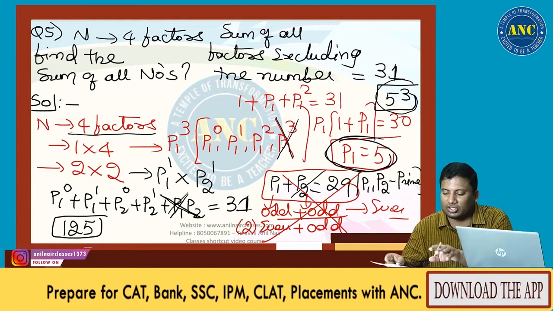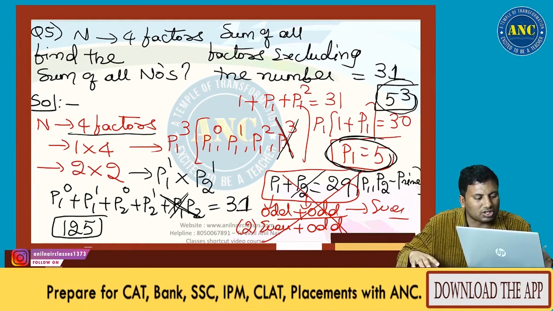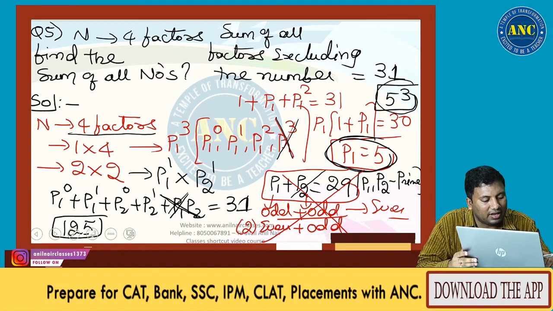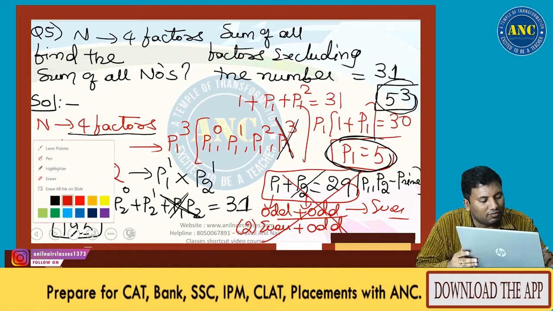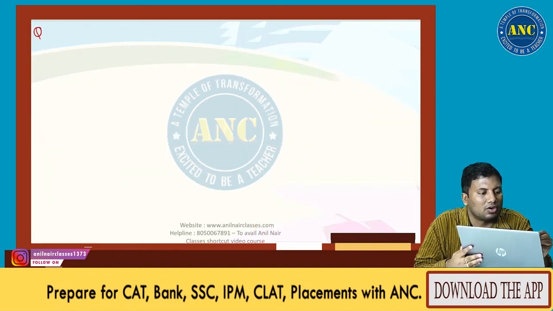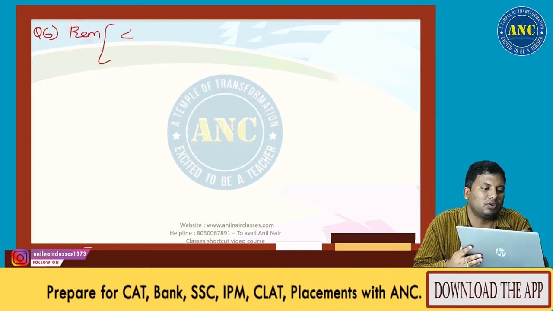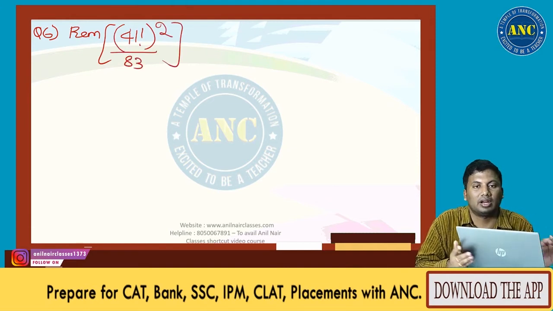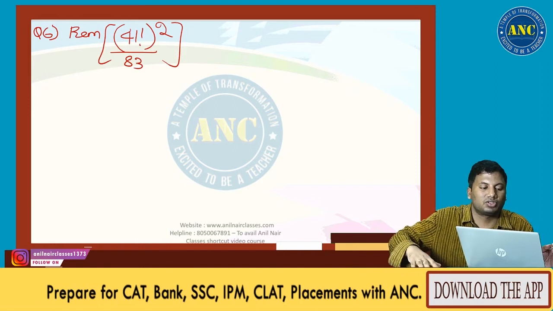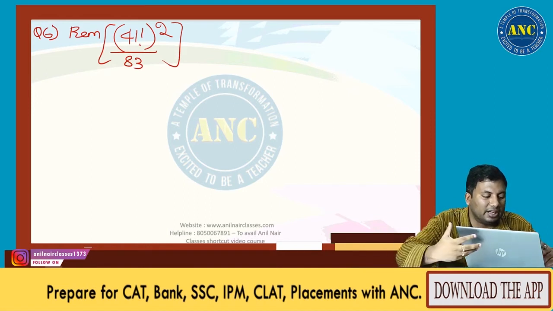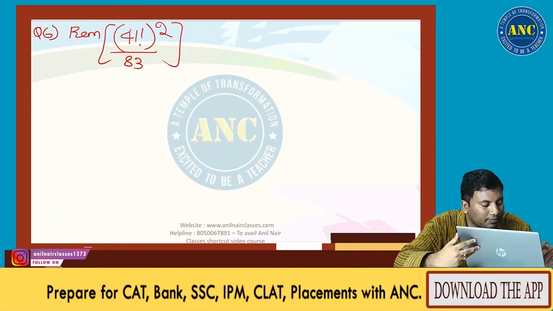Next, question number 6. Very good quality questions which we'll solve in our class. Question number 6: remainder when 41 factorial whole square is divided by 83. Now see here.